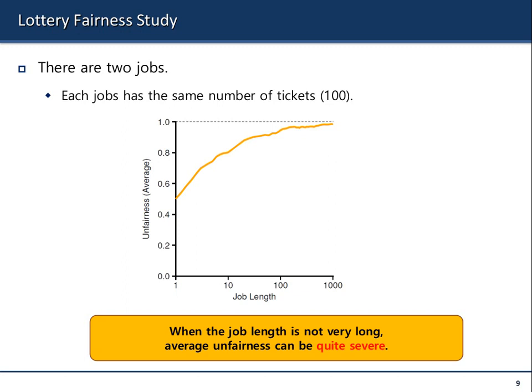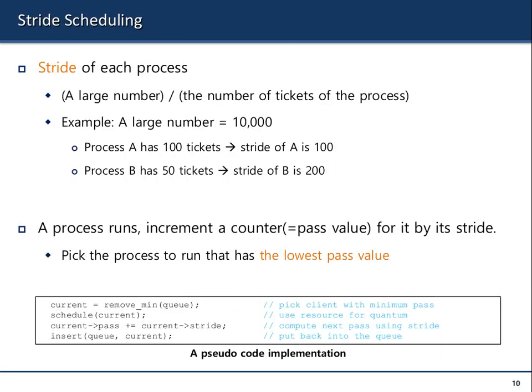So this is called stride scheduling. If lottery scheduling is probabilistic, this stride scheduling is deterministic. There is no draw lots involved. So what is the system here? The idea is to choose a large number, and there are still tickets. It still has tickets, but there are no draw lots.